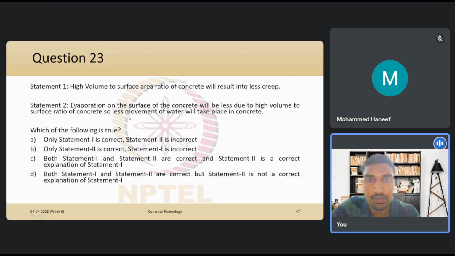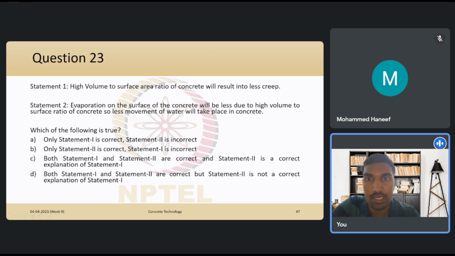If the surface area of the concrete is less, then evaporation will be less, so the movement will be less, and that will result in lesser creep. But for that, the surface area has to be low. When the surface area is low, the volume to surface area ratio will be high because surface area is in the denominator. So when the surface area is low, volume to surface area will be higher. Therefore, that will result in lesser creep.